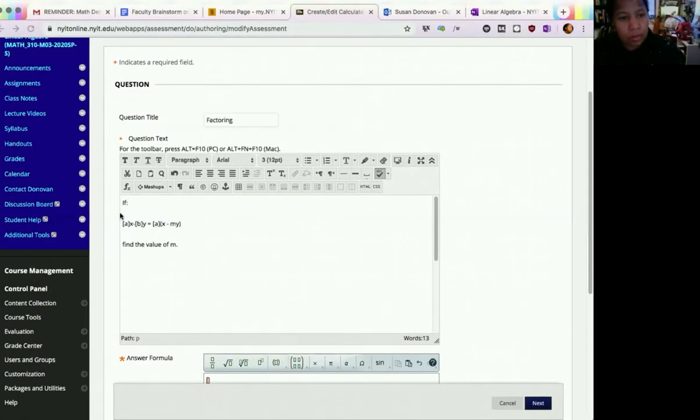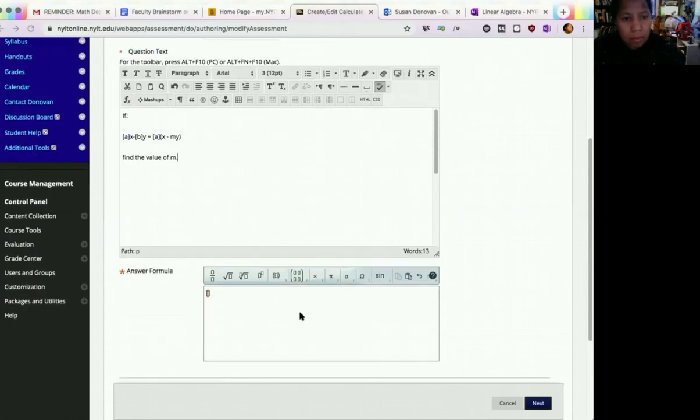Our question is: if a variable a times x minus b times y is equal to a times x minus m times y, find the value of m. The values in brackets are going to be numbers that will be selected randomly, and we'll get to curate those numbers a little bit in a moment. But what will the value of m be? Well, if we factor out a from x, we just get x. And if we factor out a from y, we'll get b divided by a. So for our answer formula, we want to put b divided by a.